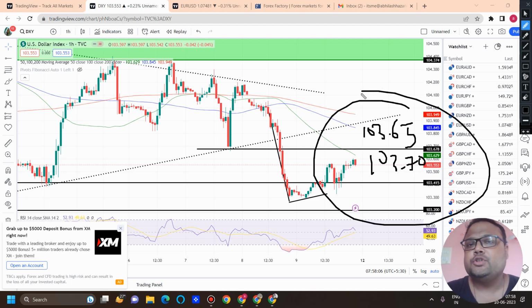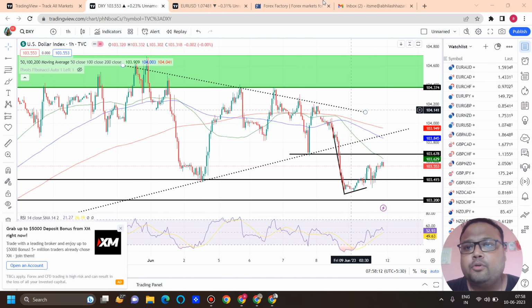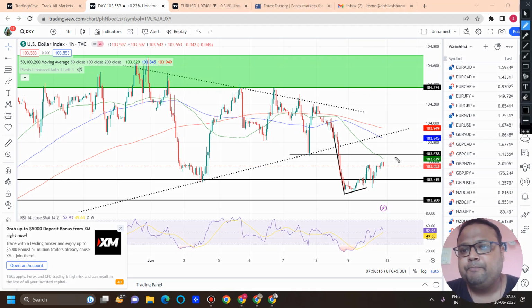In case the market shows a good amount of buying on Monday, then we can expect the trend line, which was the previous support, to act as the new resistance. So these are the two resistances on the chart of DXY. And before that, we also have the moving averages. So the DXY is trying to go up, but the road is not very clear.